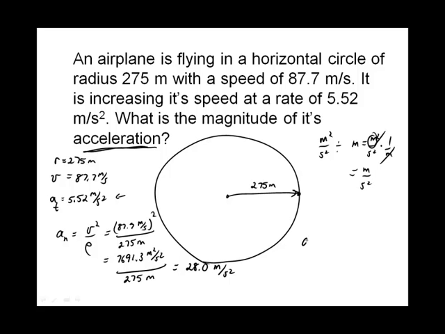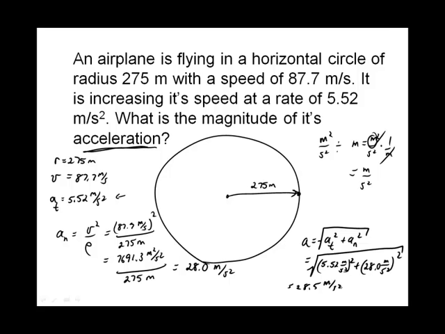So the magnitude of the acceleration is the tangential component squared plus the normal component squared, all under the radical. So that's going to be 5.52 meters per second squared, quantity squared, plus 28.0 meters per second squared, quantity squared. This is meters per second squared here, all under the radical. I have more accuracy than 28.0 on my calculator. And when I work all that out, I get 28.5 meters per second squared. Not much different than the normal component, but that makes sense because this is a much bigger side at 28 than that is at 5.5.